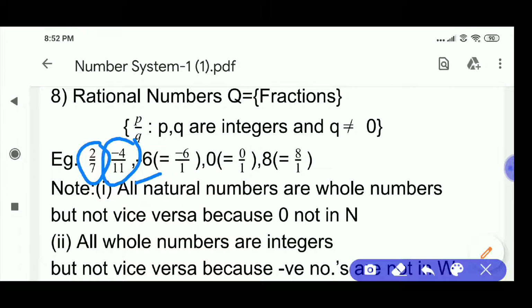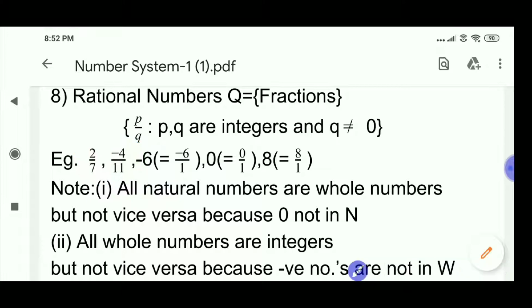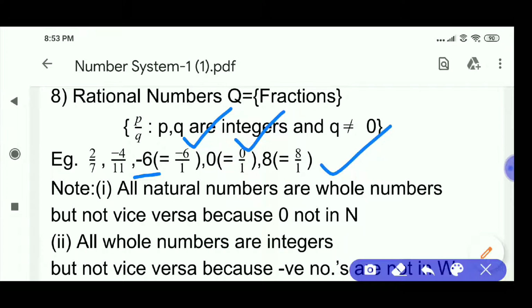Is minus 6 a rational number? Minus 6 can be written as minus 6 by 1. So it is a rational number. Is 0 a rational number? 0 can be written as 0 by 1. So 0 is also a rational number. Is 8 a rational number? Exactly. 8 can be written as 8 by 1. So it is also a rational number.